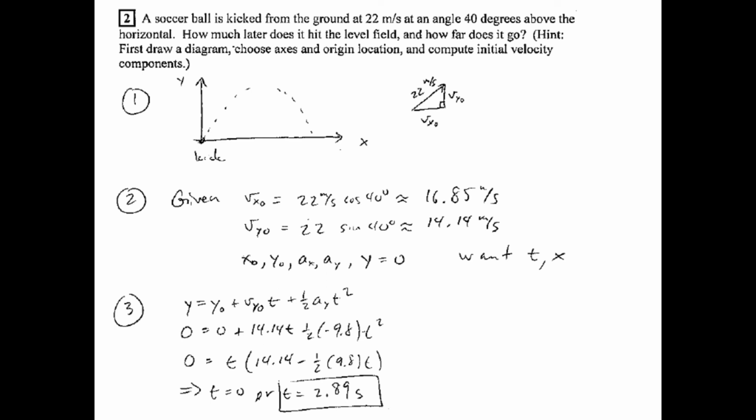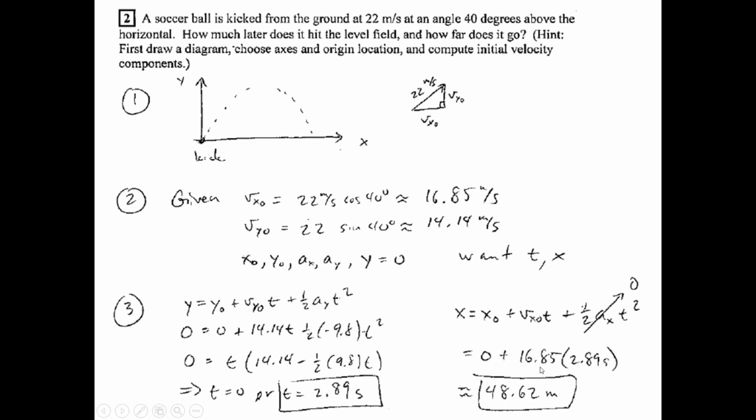Now, once I've got that t, I can plug into the x versus t equation. And remember, in the x direction, ax is 0, so that pesky third quadratic term just goes away. In our coordinate system, x0 is also 0, so I can simply calculate x equals v0 times t. That's 16.85 times the 2.89. We now know how long in between initial and final. We just found it out. And so the solution is, it goes 48.62 meters. That's the horizontal distance that it goes, the difference between x final and x initial.